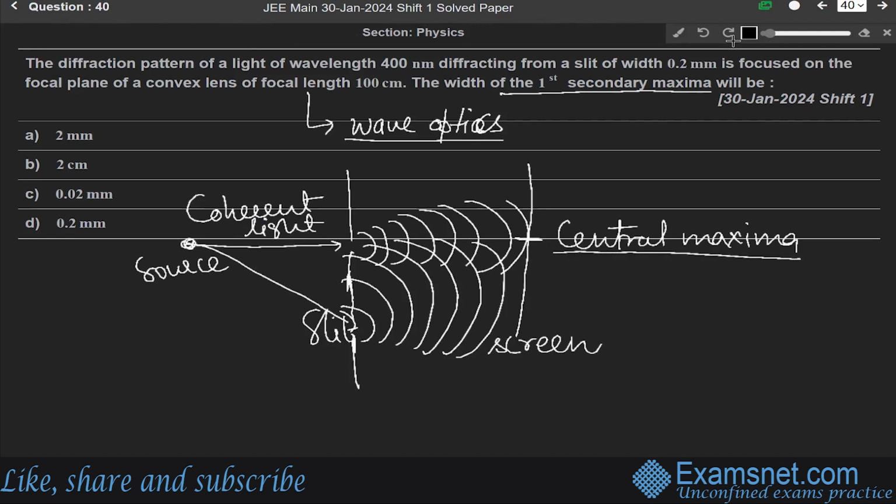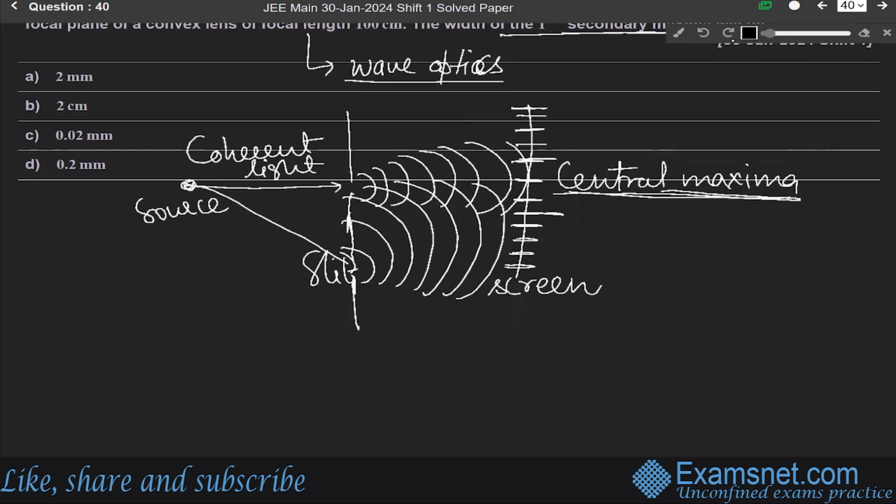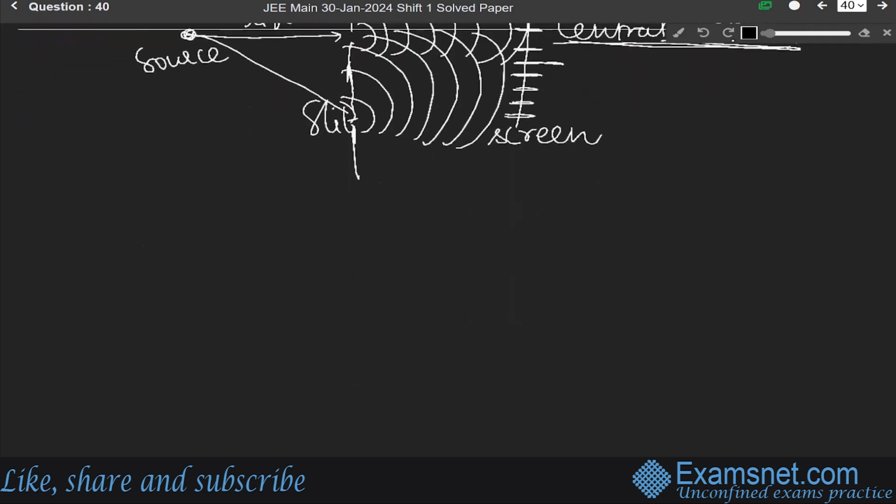Along with the central maxima, they are making different alternate dark and bright fringes also. Okay, so the question is asking about the width of the first secondary maximum. Means this is the central maxima, there will be first secondary maxima here, and here, so we have to find the width of first secondary maxima.